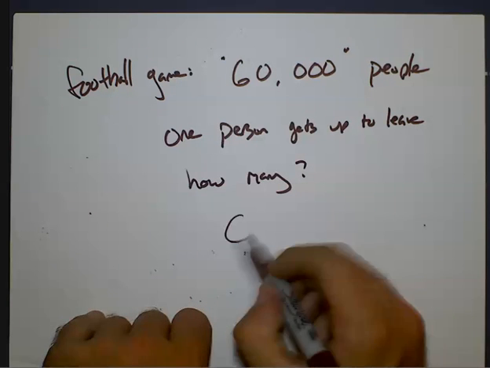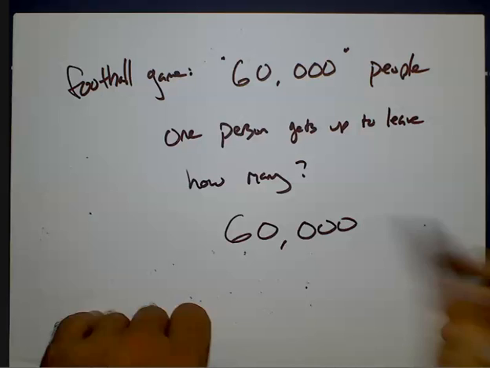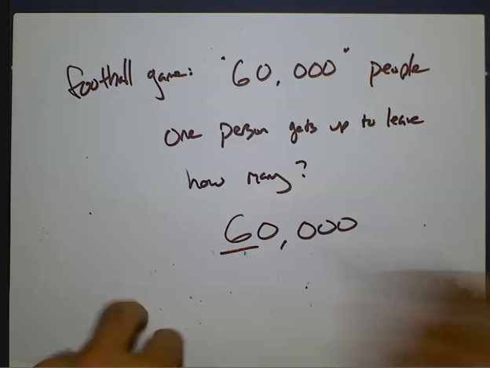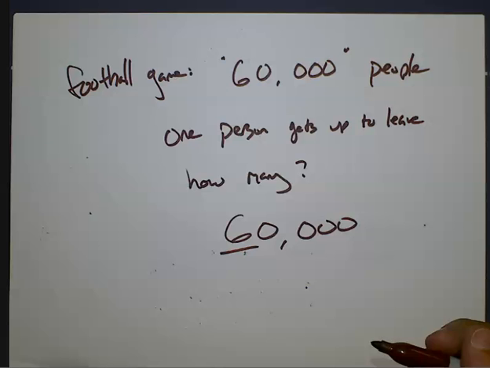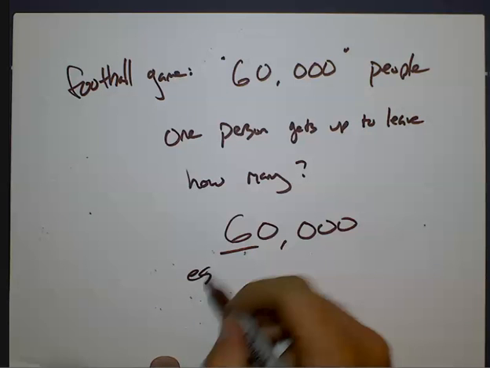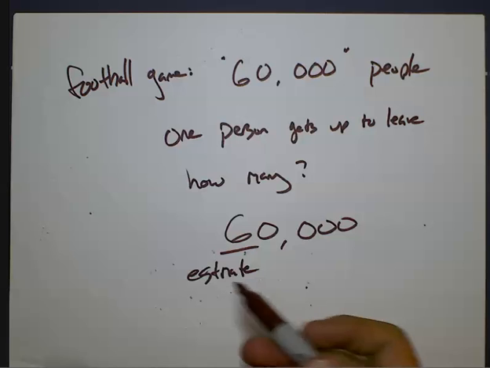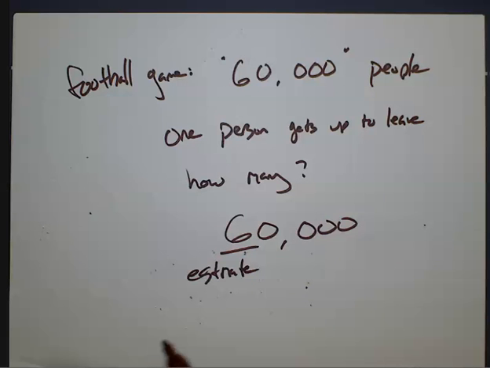The answer is still 60,000. Because if you're looking out at the crowd, you're estimating the 10,000s place. One person, when you're estimating 10,000, makes absolutely zero difference. So just a little fun fact, fun with sig figs, you can amaze all your friends.